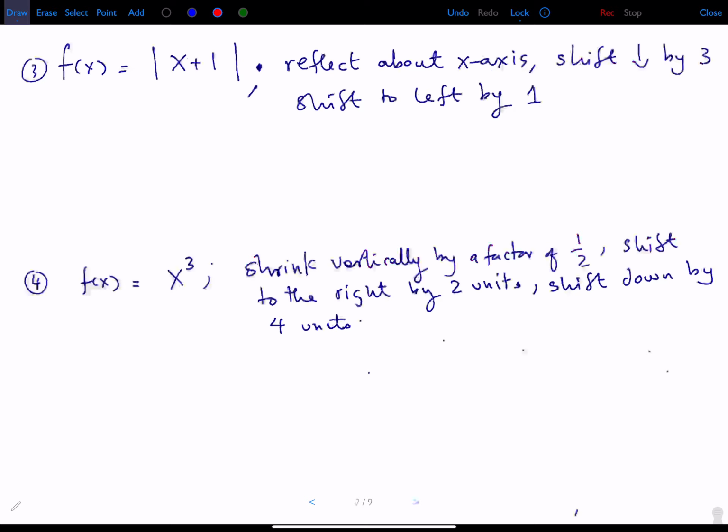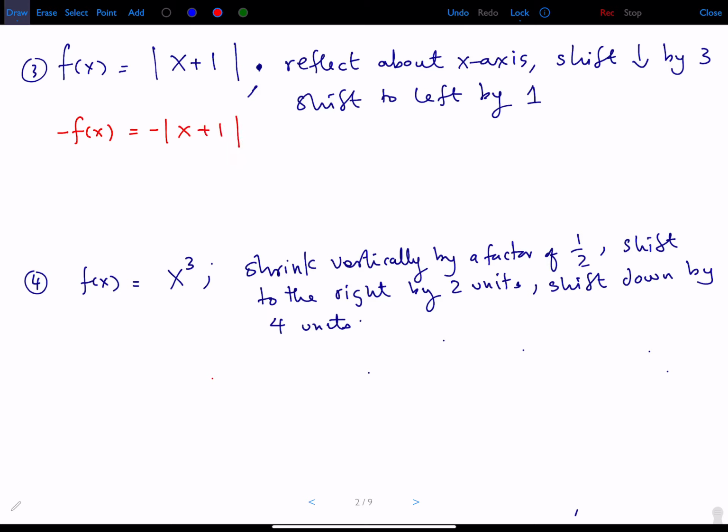Let's look at the next one. So I have this parent graph that is absolute value of x plus 1. And I want to execute the sequence of transformations provided over here. I have reflect about the x-axis, shift downwards by 3, and shift to the left by 1. So if I execute the first one, it says reflect about the x-axis. That means that I'm going to take f of x and I'm going to negate it, because that's what it means to reflect about the x-axis. So this will become negative absolute value of x plus 1.